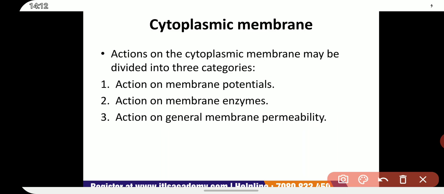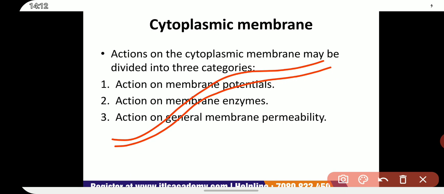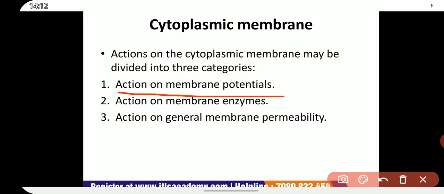If an antibiotic is targeting the cytoplasmic membrane, it can disrupt the charge distribution, also known as membrane potential, and by altering the membrane potential, it can cause lysis of the cytoplasmic membrane. Action on membrane enzymes: some antibiotics can act on various enzymes and disrupt the function of enzymes in the cytoplasmic membrane.